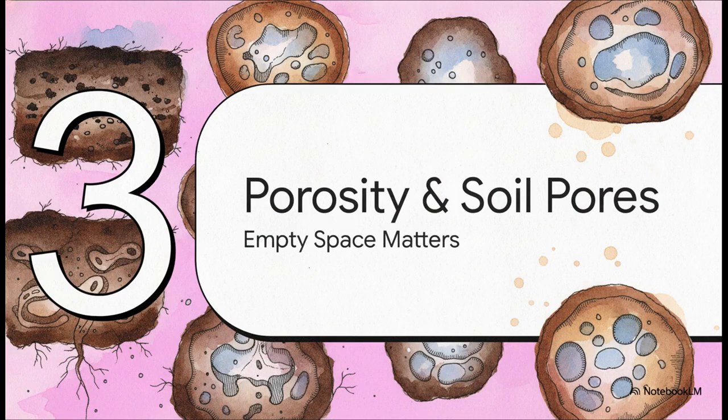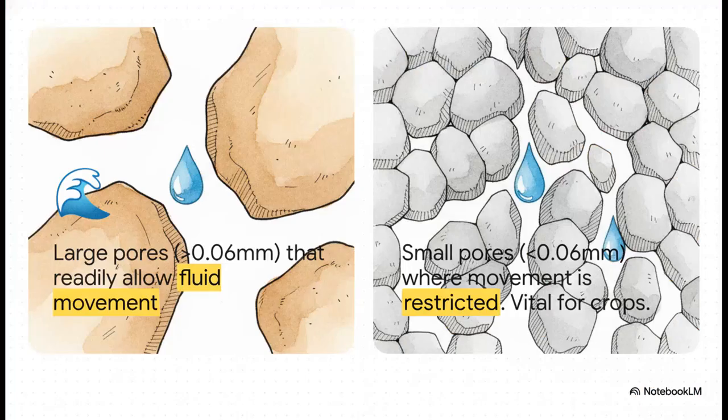Which brings us perfectly to Section 3, porosity and soil pores. If bulk density is heavily influenced by empty space, we really need to understand that space. Porosity simply refers to the percentage of soil volume occupied by pore space. These voids constitute the portion of the soil volume not occupied by solids, and their main job is holding air and water. But not all empty space is created equal.